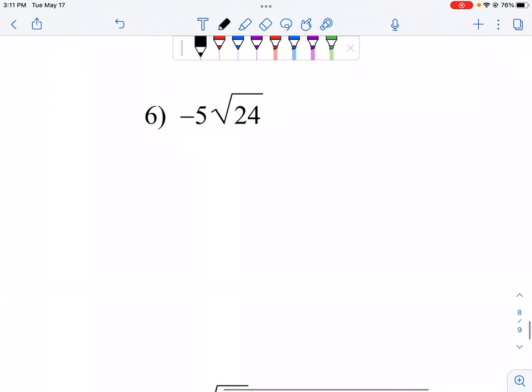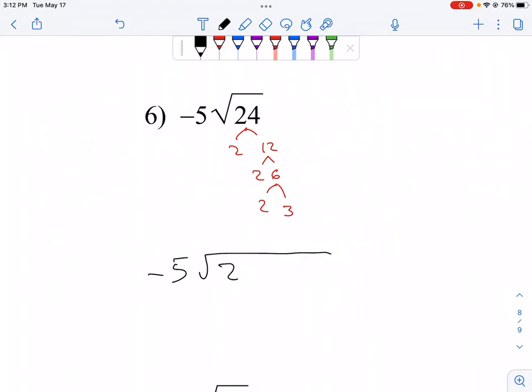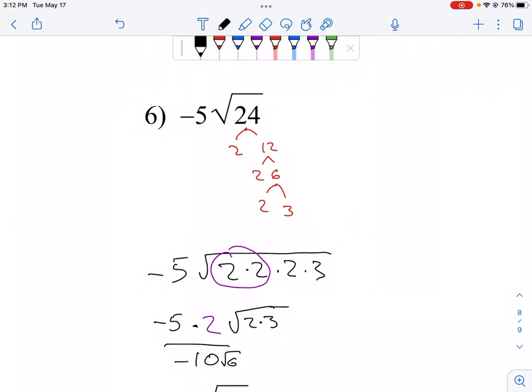For number 6, we have a getaway driver waiting outside. A jailbreak, we're going to break down 24 to 2 and 12. 12 is 2 and 6. 6 is 2 and 3. So this is negative 5 times square root 2 times 2 times 2 times 3. I have pairs of 2's. So this is going to be negative 5 times 2 that made it out. And then 2 and 3 stay inside. And now finally negative 10 rad 6.